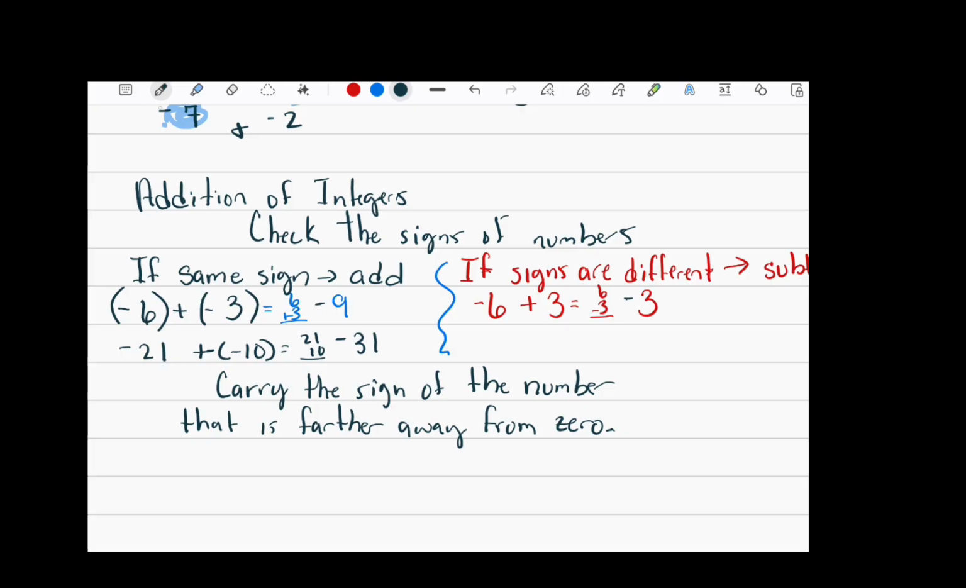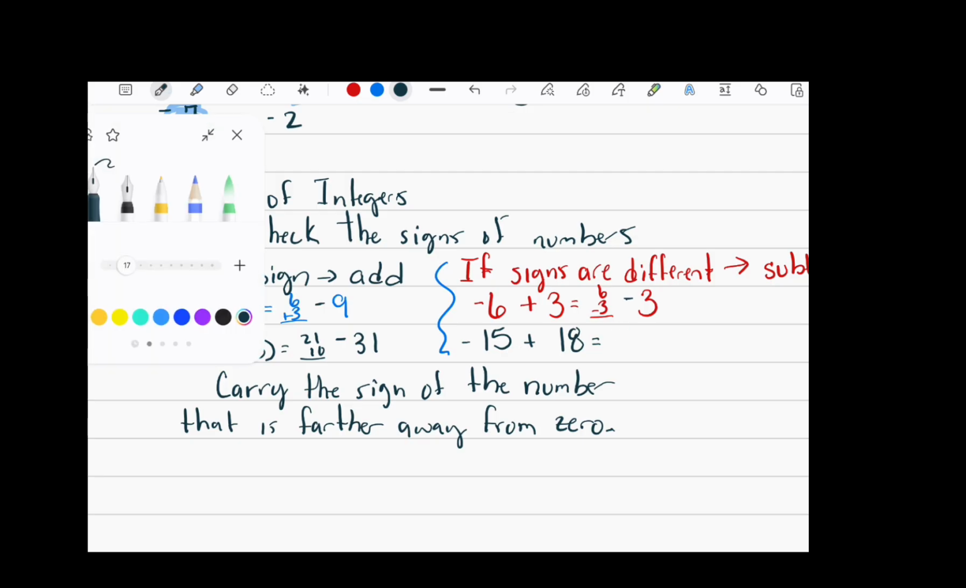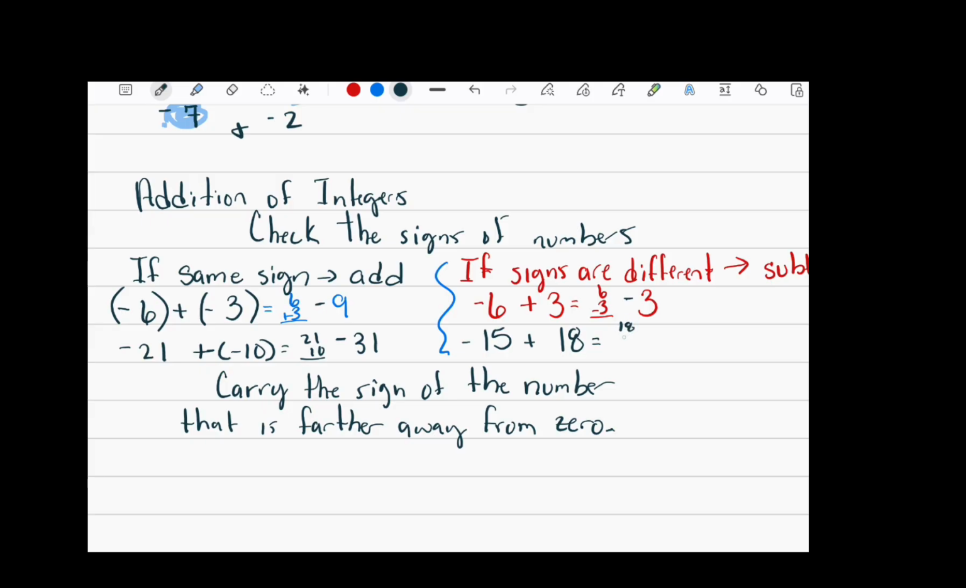Let's do it again. One more. -15 plus 18. Do these numbers have the same sign or different signs? They're different, so you have to subtract. That means you would come to the side and say 18. I always put the bigger positive number on top. 18 and 15. Because they're different signs, I'm subtracting, and you get 3. But which one is farther away from 0? 18. So you keep it positive.